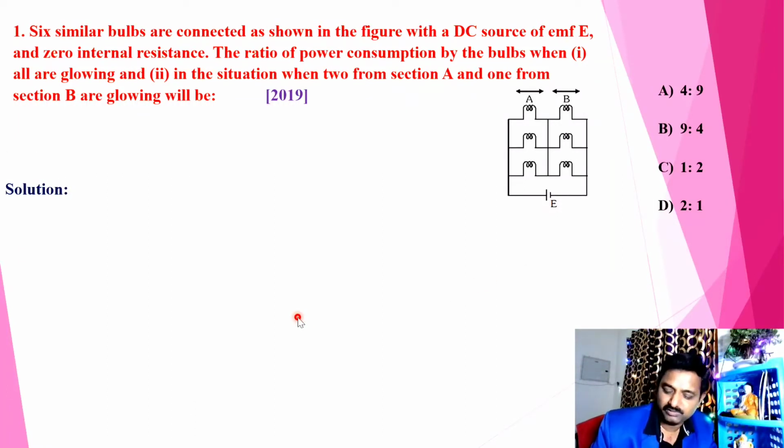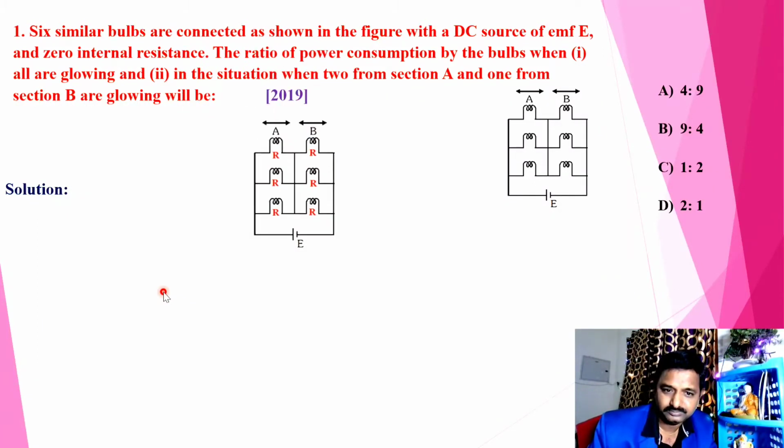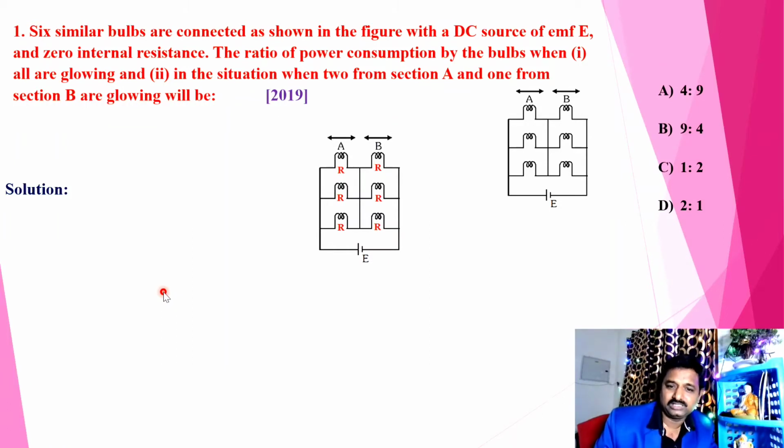Solution. First we will observe the diagram in the first case. In the first case all bulbs are glowing, so we have to calculate power here. The formula for power, P1, is equal to E square by effective resistance, that means total resistance. If you observe, each row has two bulbs connected in series.